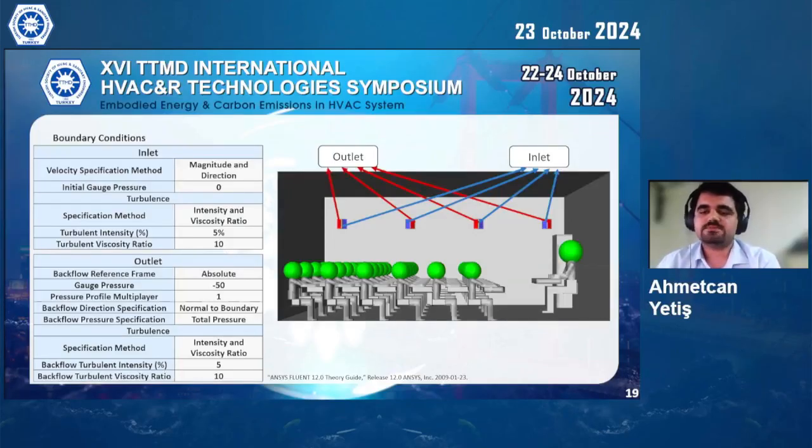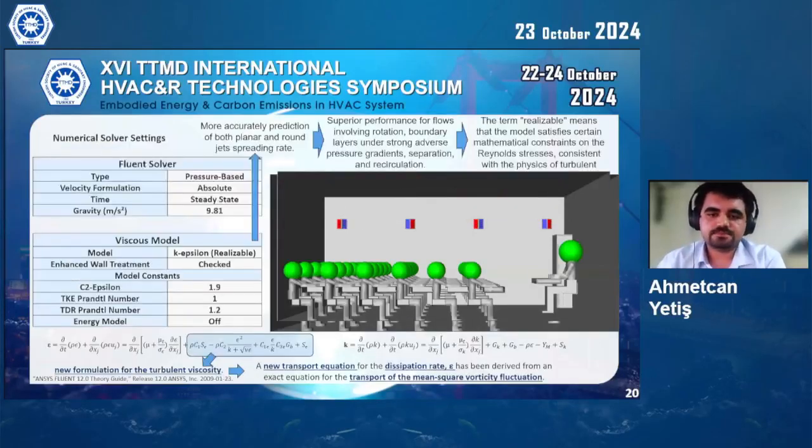Outlets are defined as pressure outlet boundaries with a minus 50 Pascal negative pressure in all investigated scenarios. And all scenarios are conducted with isothermal conditions. A pressure-based steady-state Fluent solver has been used in all investigated scenarios, and the realizable k-epsilon model was utilized to characterize the flow field inside the classroom.